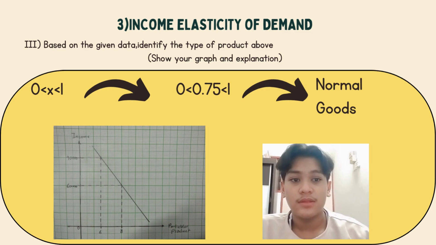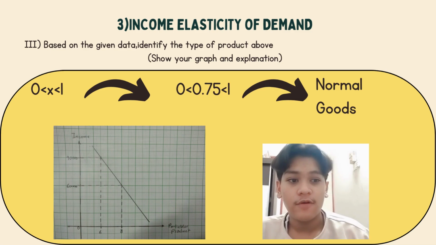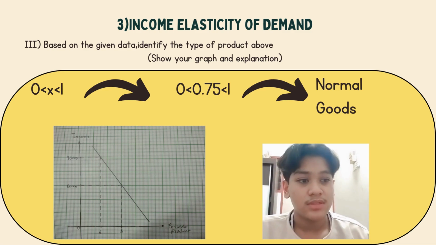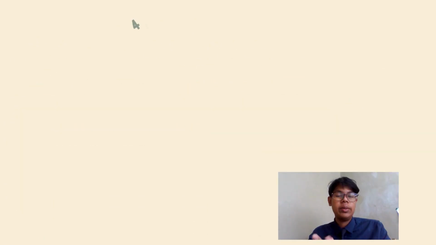I already did the graph. The graph that I get is the shape of the curve, a steeper slope of the demand curve. The type of product can be like clothes, table, pens, and more. A change in the price of the goods causes a smaller percentage change in quantity demanded.